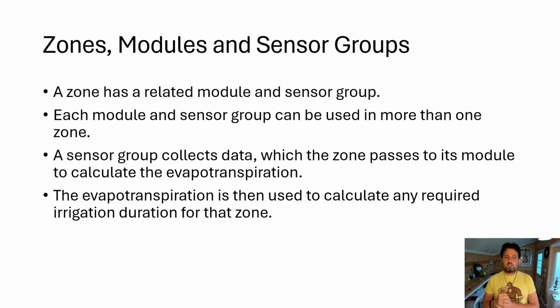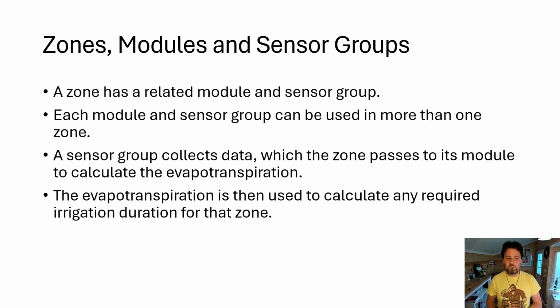Once you set this up, and I'll show you that in a second, each zone is representing a group of, let's say, sprinklers for your lawn, which is normally tied to one valve. And each zone has some properties like throughput and size, which we'll see, and it has a related module and sensor groups. So modules are calculation modules that take weather data that was collected through sensor groups and calculate the difference in the bucket for that day.